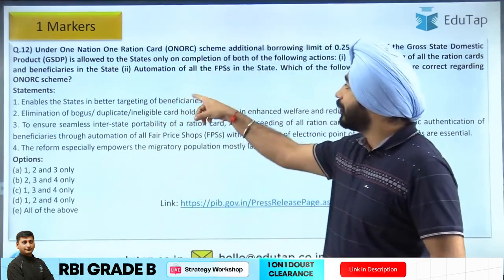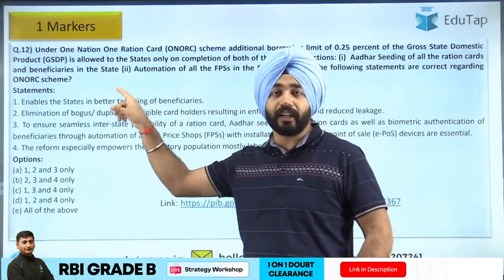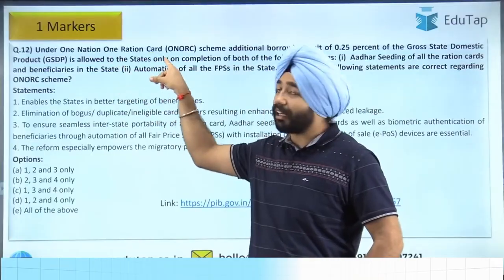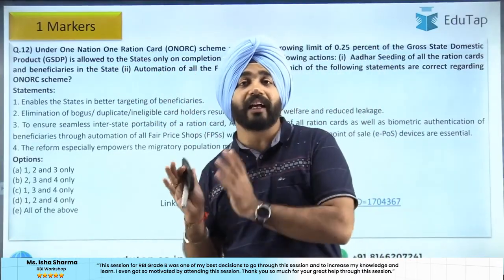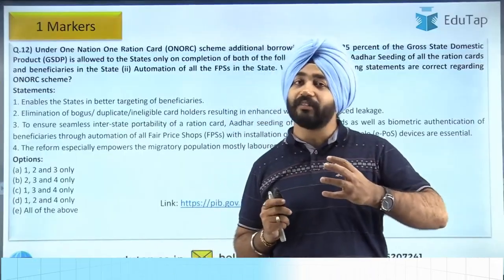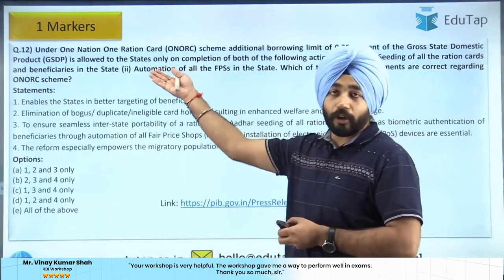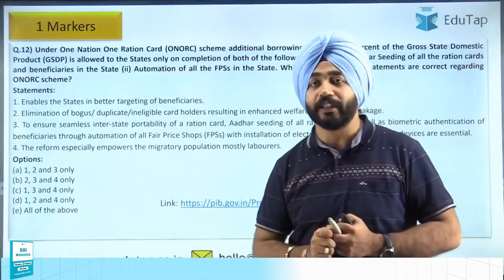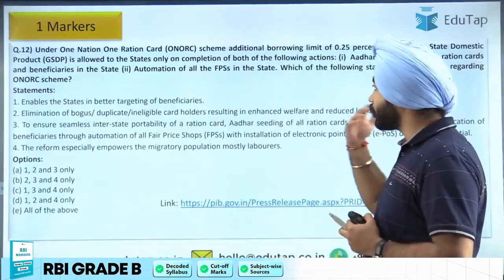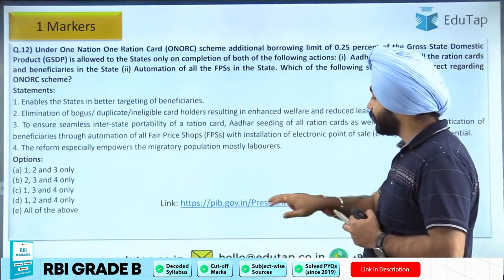Now see here, there was a question of 1 marker in 2021 on One Nation One Ration Card scheme, and this year in 2022 you have a full-fledged paragraph-based question on the One Nation One Ration Card scheme, which means if you thoroughly analyze, previous year schemes are important for your examination. So now if I say why the question on One Nation One Ration Card has been asked, ठीक है जी.